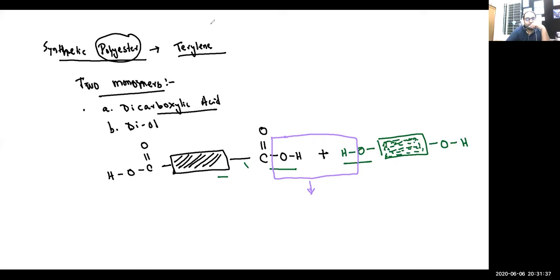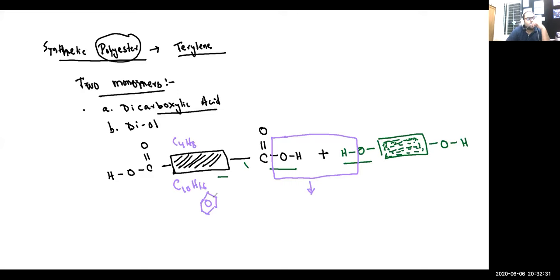Why did I put a box in the center? Sorry, these are monomers, I just drew the bonds. I put a box at the center because we are not concerned with the box in the center. This could be anything. It could be a C4H8, it could be a C10H16, it could be a benzene ring. It could be anything, but it's not our concern.